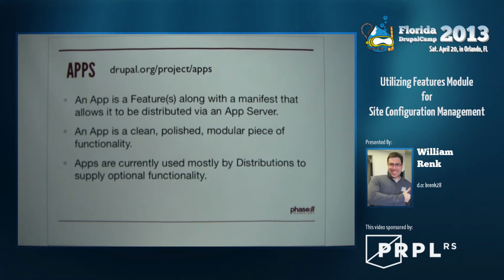So, apps. Has anybody used apps at all? Yeah, I don't think that's really caught on too well either. So an app is a feature that has a manifest that allows it to be distributed via an app server. An app is a clean, polished, modular piece of functionality. Apps are used mainly in distributions that supply optional functionality. So if you've ever used, I think, OpenPublic, that has some apps in it. I think one of the apps it has is an events calendar functionality.